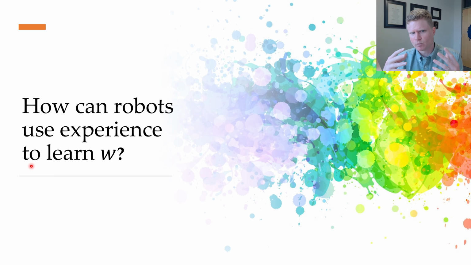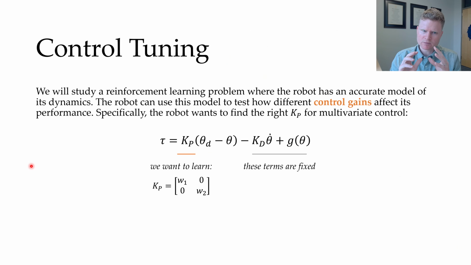Okay, so that's the theory, but what does the practice look like? How can I actually train robots using experiences in order to learn these weights W? Well, today I want to work through one example, and this example is grounded in what we've talked about before for dynamics and control. So it kind of connects some of our previous topics.